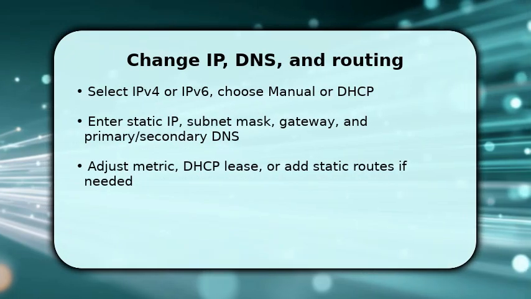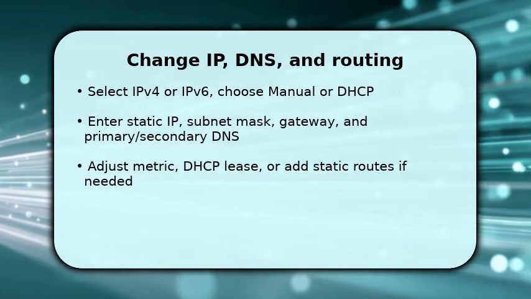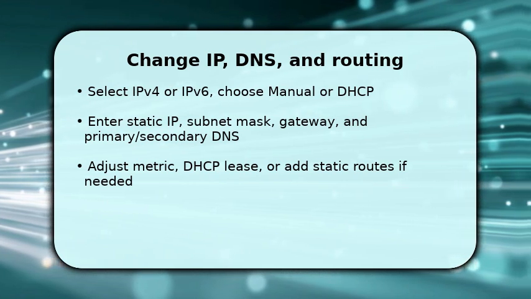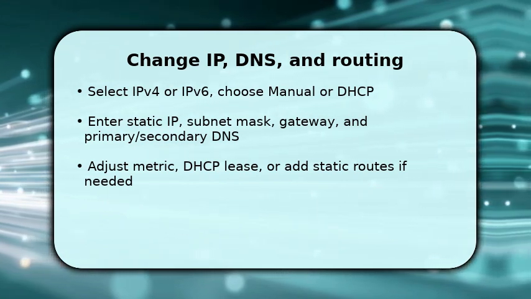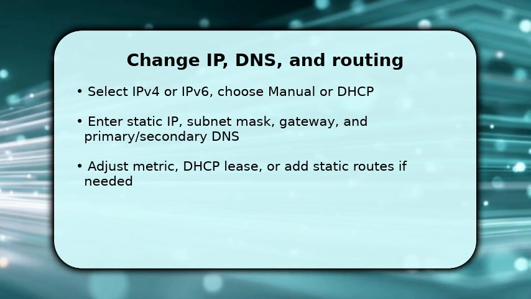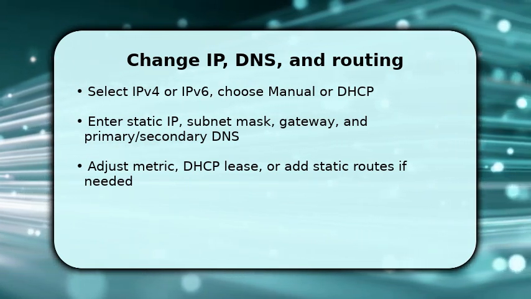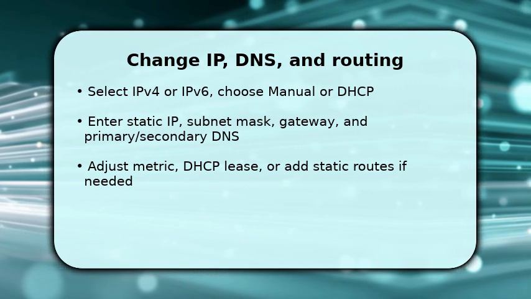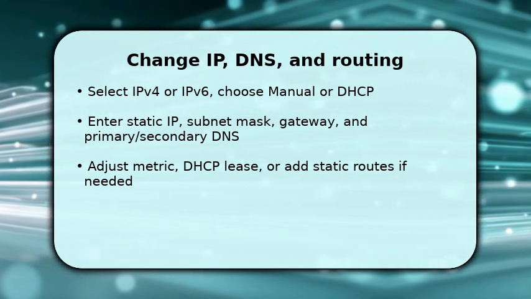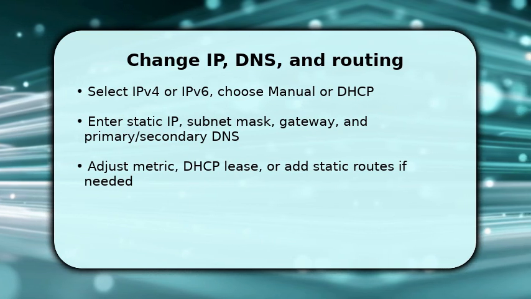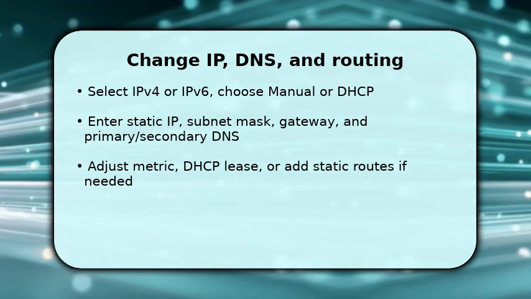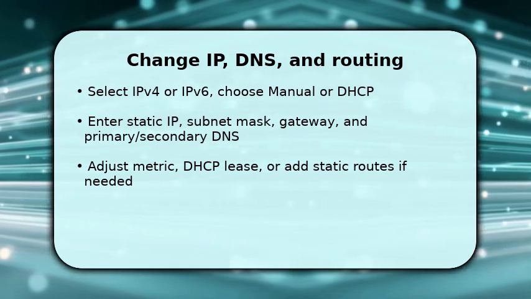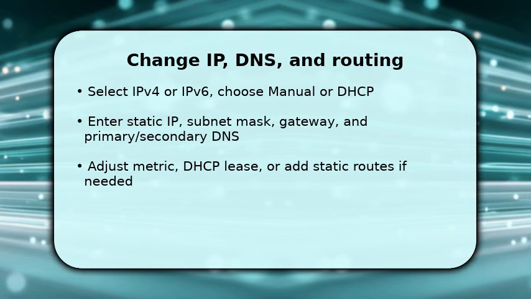You'll change the protocol settings. Pick IP4 or IP6 and decide between DHCP and manual configuration. If you choose manual, enter a static IP, subnet mask, and gateway that fit your network, then add primary and secondary DNS entries. Make sure the address isn't already in use to avoid conflicts, and adjust the interface metric if traffic prioritization matters. If required, add static routes for specific networks. Once done, apply settings, but do not close diagnostic windows until connectivity is verified.